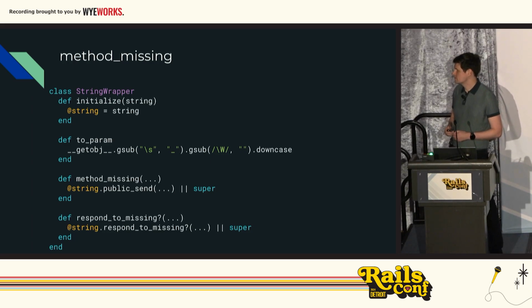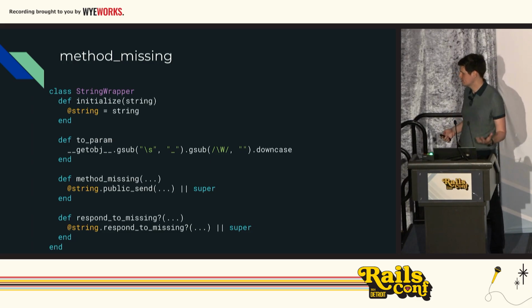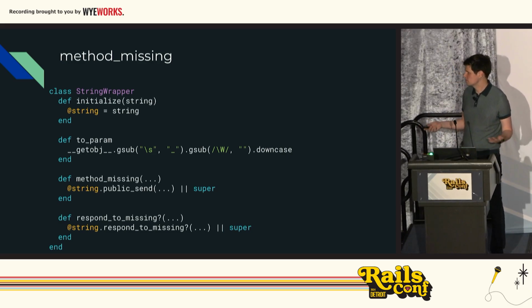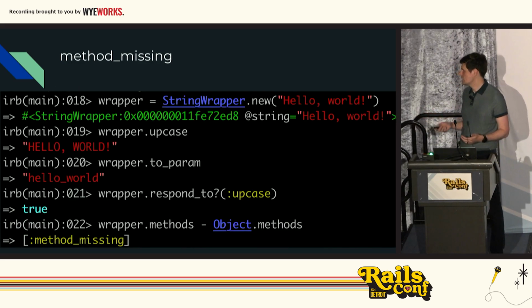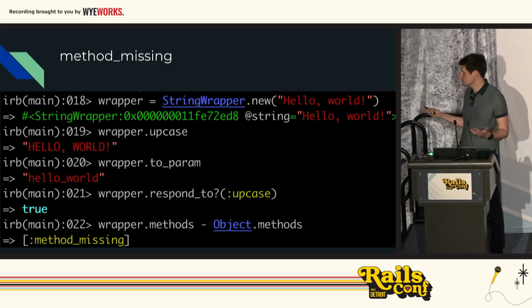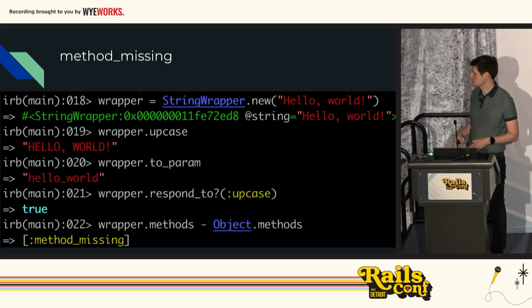Method missing, we're no longer inheriting, we're defining method_missing, we're defining respond_to_missing, and we're just forwarding things along. Pretty simple usage. And it works. We don't have the methods in our methods or instance methods array, but otherwise the respond_to works, toParam works, upcase works.